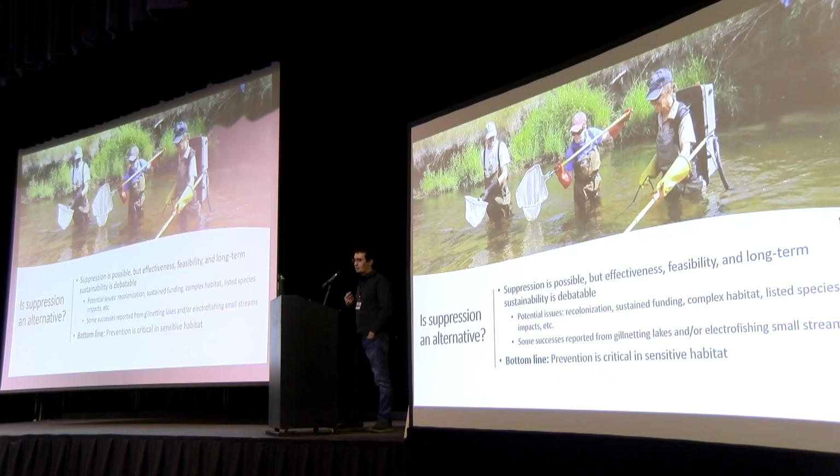All right, the bottom line from all of this though is that prevention is really critical in sensitive habitat. In general, it's best to just try to avoid introducing or augmenting brook trout populations when possible. Once you let the brook trout genie out of the bottle, it is really hard to put it back in.